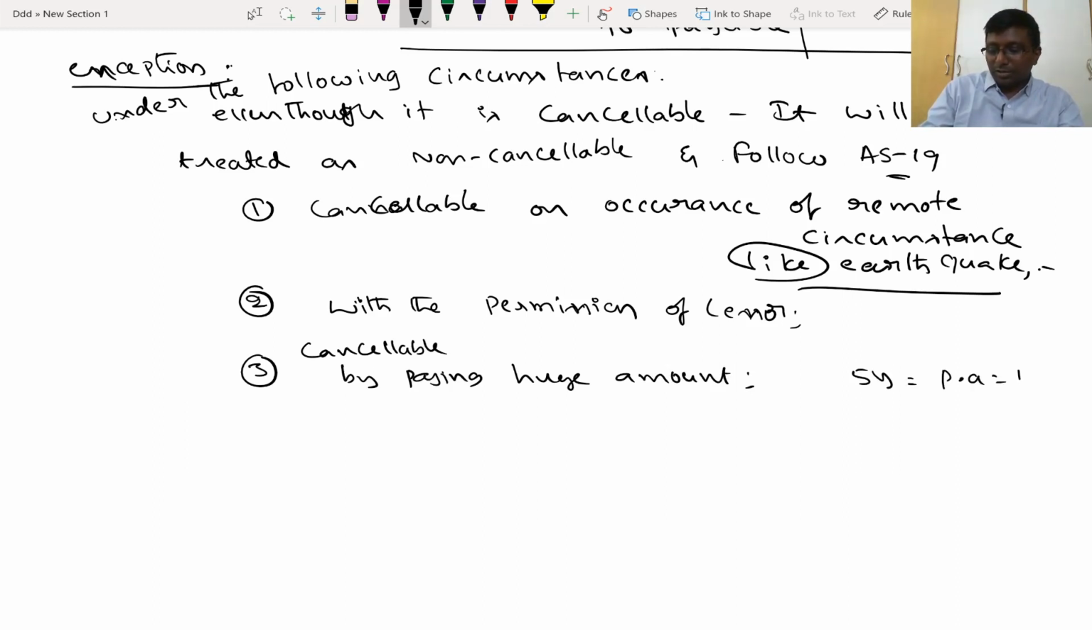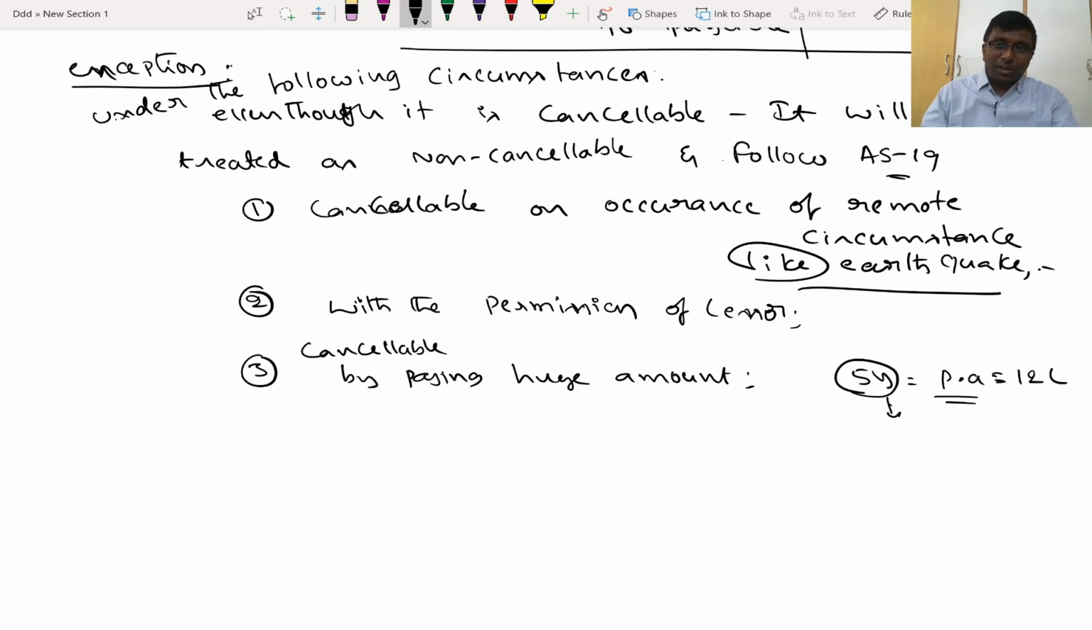Per annum rent is equal to 12 lakh rupees, per month 1 lakh rupee. In the agreement, what will they say? Lessee can cancel the agreement any day, they will say. Very good. That means it looks like a cancelable agreement.